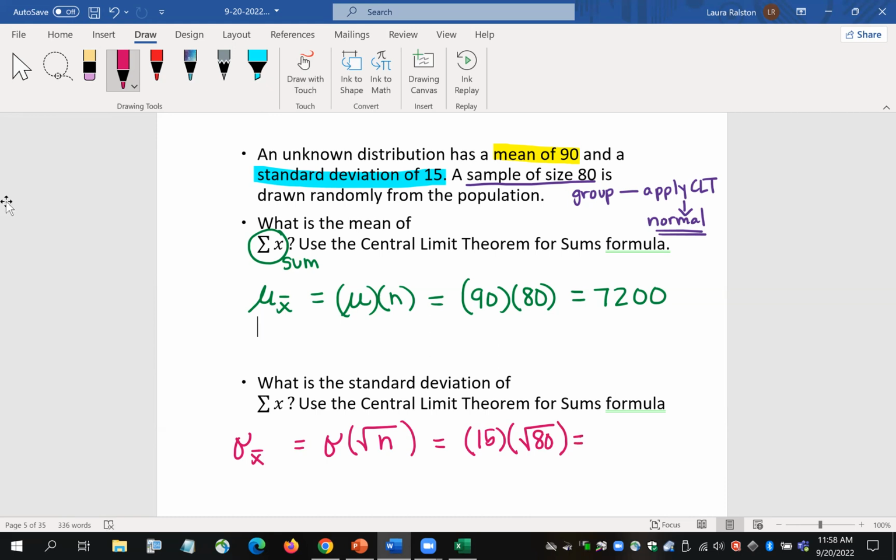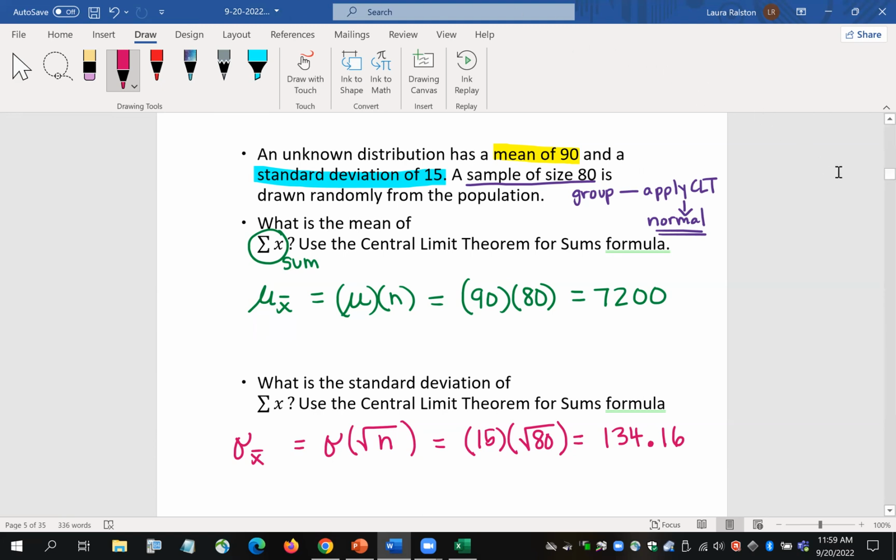And we get 15 times the square root of 80. And this is one of those cases where you would really want to pay attention to whether they want it rounded to 3 places, 1 place, or whatever. I get 134.16. And I forgot to write down how many decimal places they wanted, so we're going to go with 2. But it may tell you round to the nearest whole number, round to 1 decimal place. Guys, it's important. You need to pay attention.